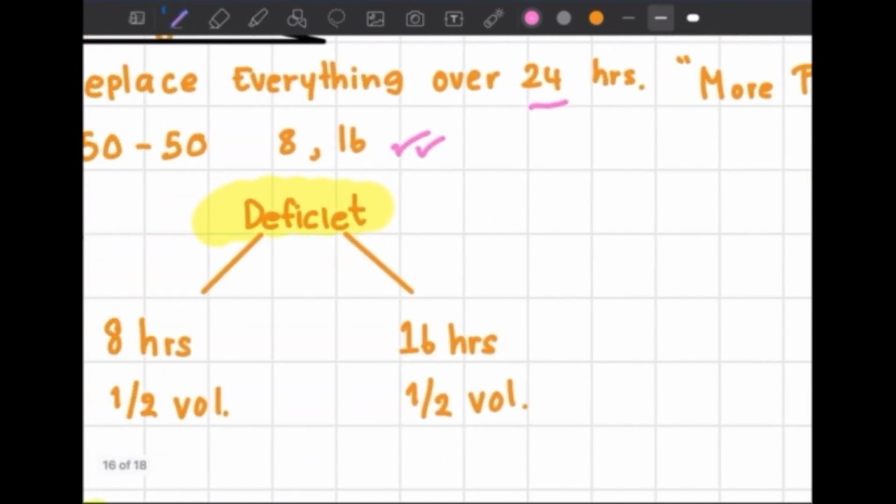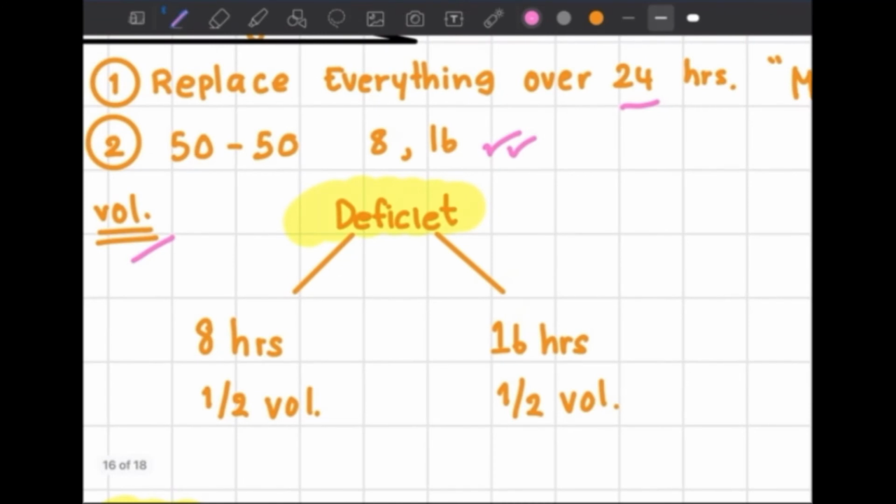Now let's look at the deficit. Now the deficit is the one where the 50-50-8-16 comes to play. So 8-16 is first 8 hours and second 16 hours. And 50-50 is where you divide the deficit into two equal halves. Okay, so the first half would be given within 8 hours, and the second half would be given within the next 16 hours.